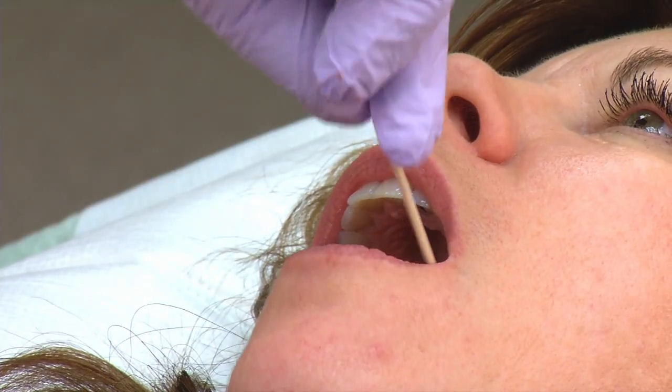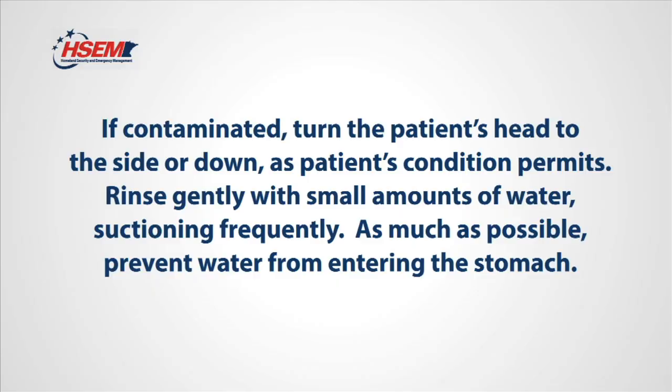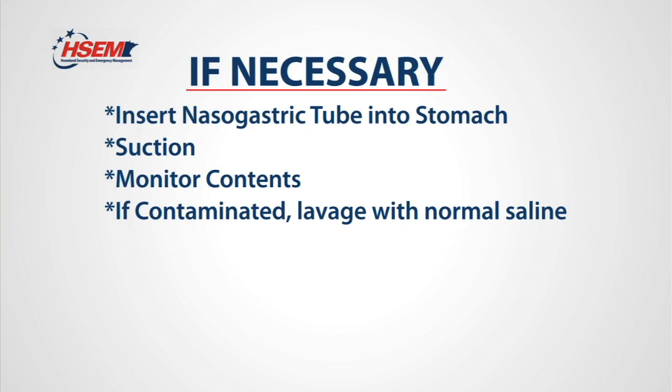For the mouth, check for contamination using a swab. If contaminated, turn the patient's head to the side or down, as patient's condition permits. Rinse gently with small amounts of water, suctioning frequently. As much as possible, prevent water from entering the stomach. If necessary, you can insert a nasogastric tube into the stomach, then suction and monitor the contents. If they are contaminated, lavage with small amounts of normal saline until contents are clear of contamination.